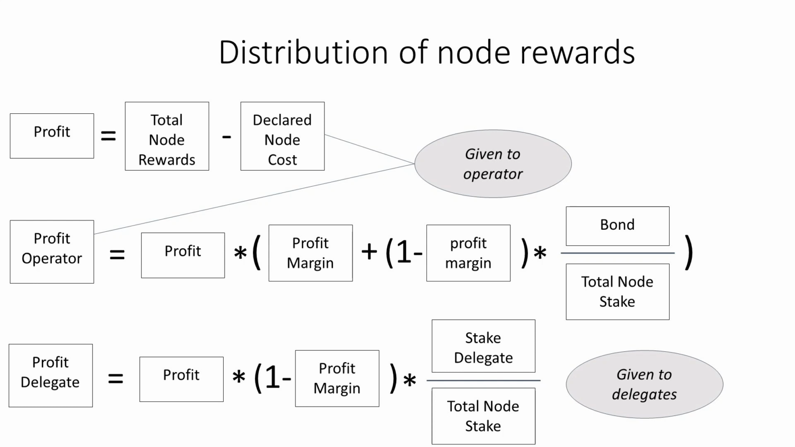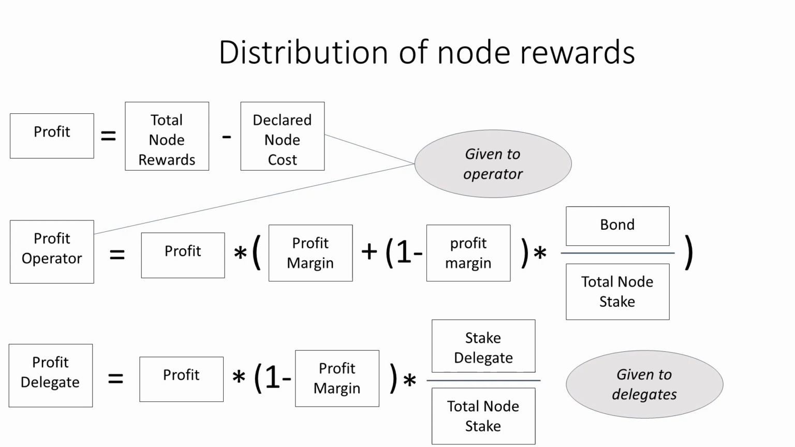Once a node has received some amount of rewards, now we have to distribute this between the operator and the delegates. So the first thing we do is subtract the node cost. If you have to pay some money as operator to run this node, from the rewards you got associated to the node, the first thing is to subtract the cost. The income minus the cost gives you the profit. This cost is allocated to the operator. This is a refund for the operator. And the rest, the profit, is divided between the operator and the delegates.